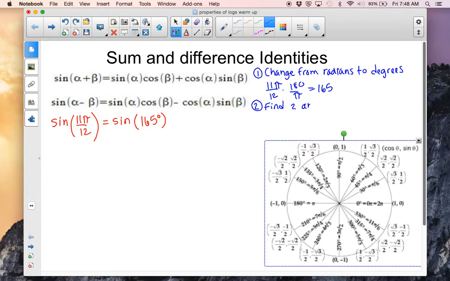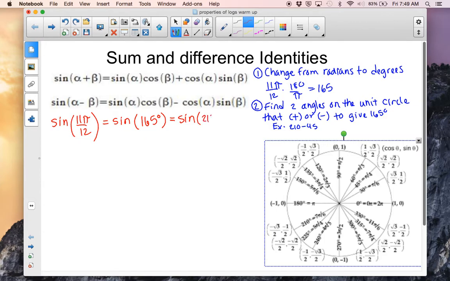So find 2 angles on the unit circle that add or subtract to give 165. Okay, so I'm going to do 210 and 45. 210 degrees minus 45 degrees is 165. So I'm going to come over here and say, okay, this equals sine of 210 minus 45 degrees.